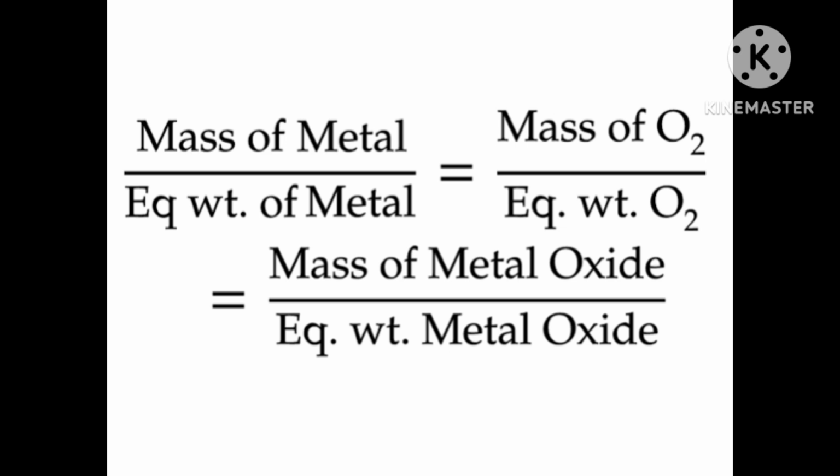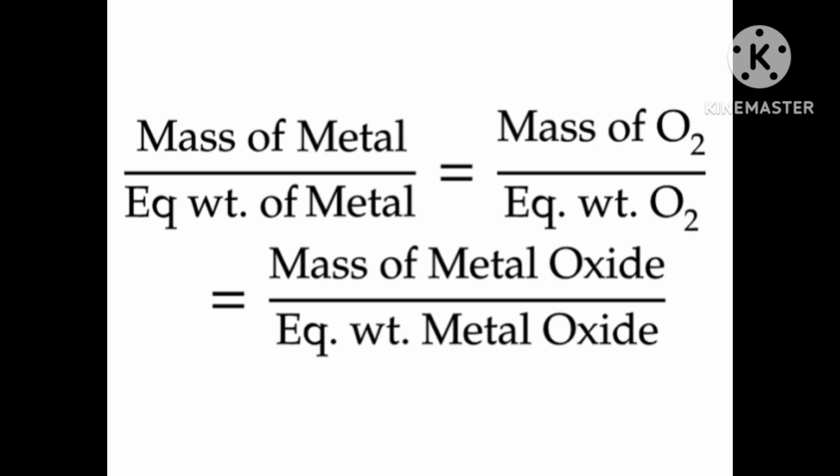If 96,500 coulombs are passed, it will deposit 1 gram equivalent weight of the substance, meaning molecular weight or atomic weight. But if you pass only 1 coulomb, a very small amount, then the amount deposited is known as the electrochemical equivalent of the substance. The electrochemical equivalent of a substance is the weight of the substance deposited by 1 coulomb.